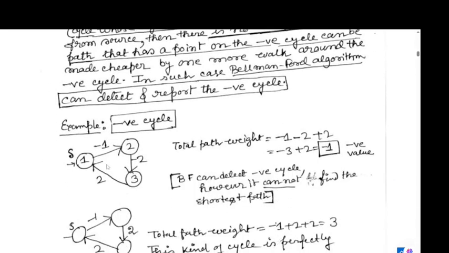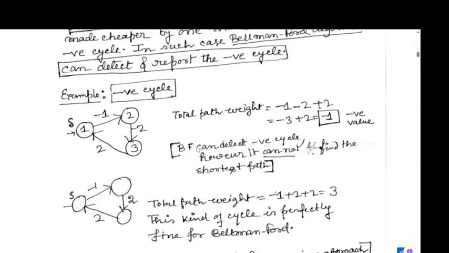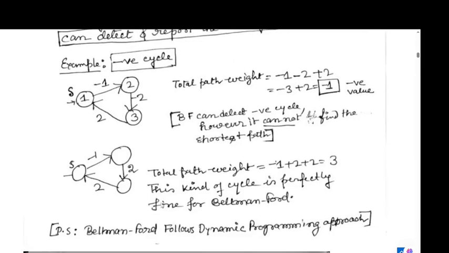So what is a negative cycle? In this graph, S is the source node, and this edge is -1, this is -2, and this is +2. So -1 plus -2 is -3, plus 2 is -1. So this graph has a negative cycle. This kind of cycle can exist in a graph. In this case, Bellman-Ford cannot find the single source shortest path. Bellman-Ford can detect a negative cycle, however it cannot find the shortest path.